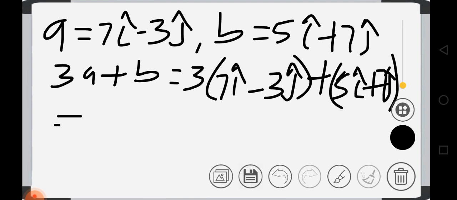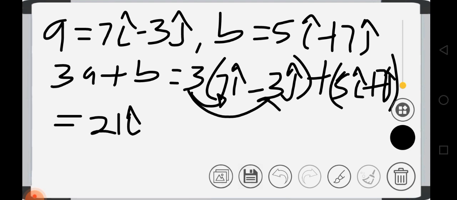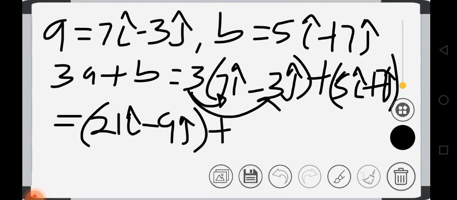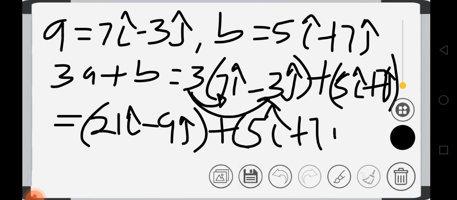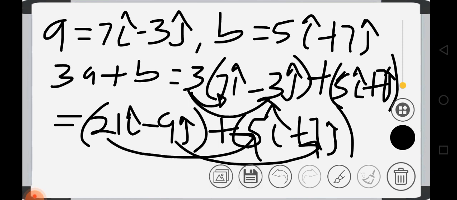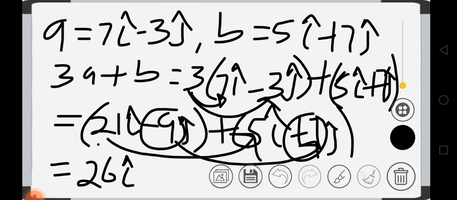So that will give us 3 times 7, that is 21i. 3 times 3 is minus 9j. Plus 5i plus 7j. So the next thing, add i to i, add j to j. We're going to have 21 plus 5, that will give us 26i. Minus 9 plus 7, that will give us minus 2j.